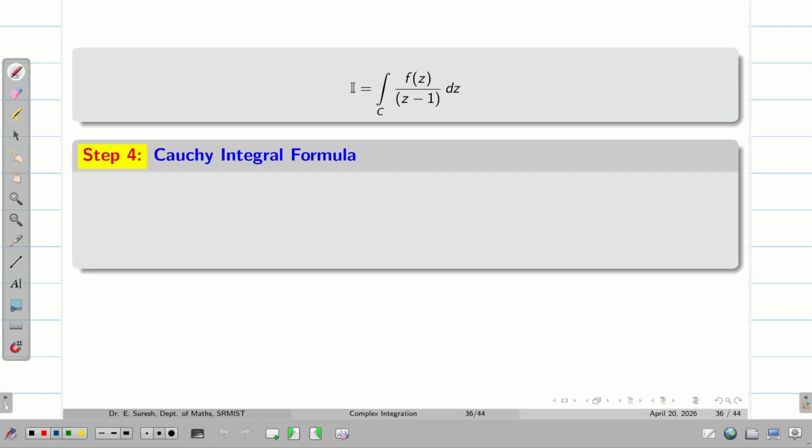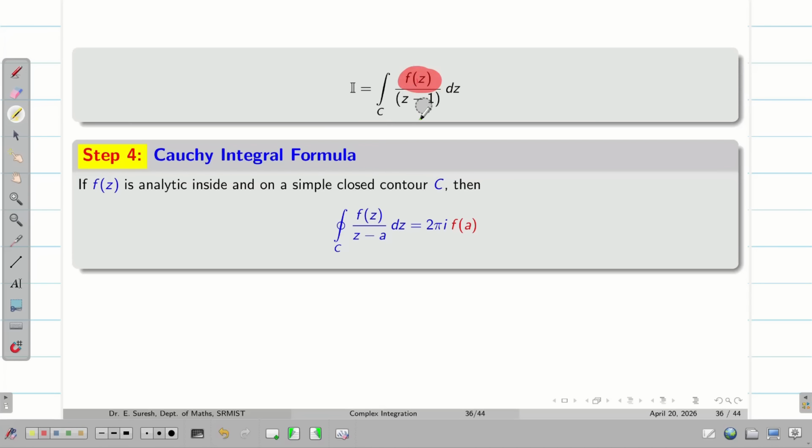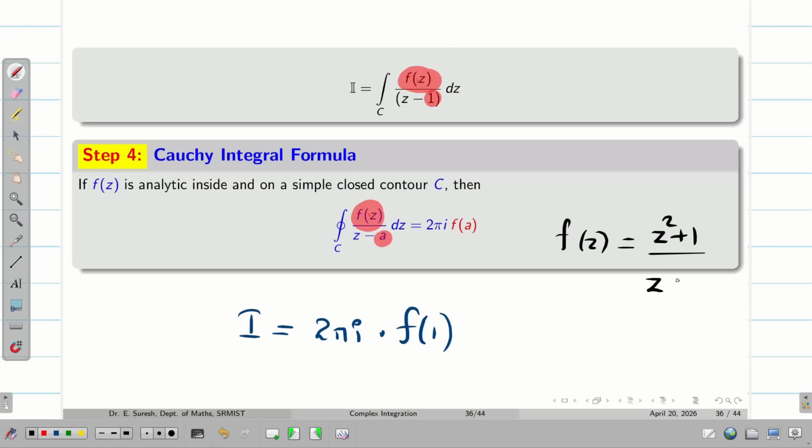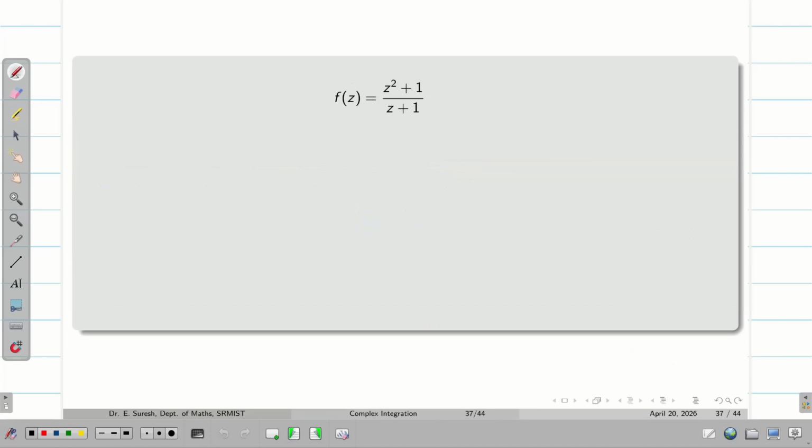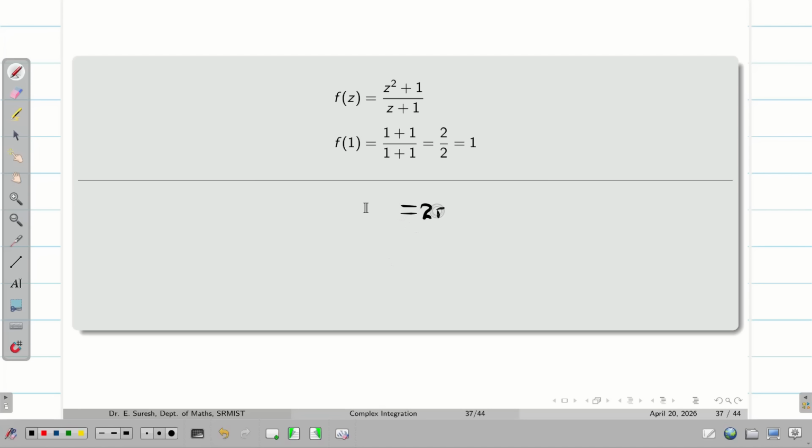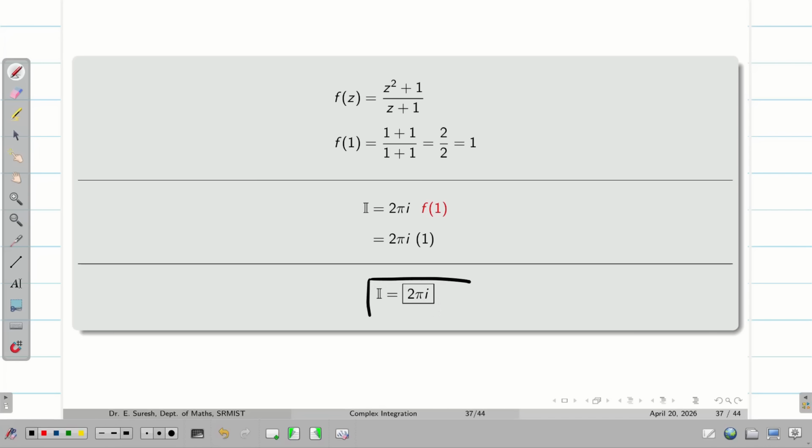My step 4 is Cauchy integral formula. Comparing f of z with the formula and the singular point, we can easily write capital I is equal to 2 pi I into f of 1, where f of z is z square plus 1 divided by z plus 1. Now substituting z equal to 1, we get 1 square plus 1 divided by 1 plus 1. 2 by 2, it is going to be simply 1. Therefore, my f of 1 value is 1. Substituting in I, we get 2 pi I into 1. Therefore, my final solution is capital I is equal to 2 pi I.